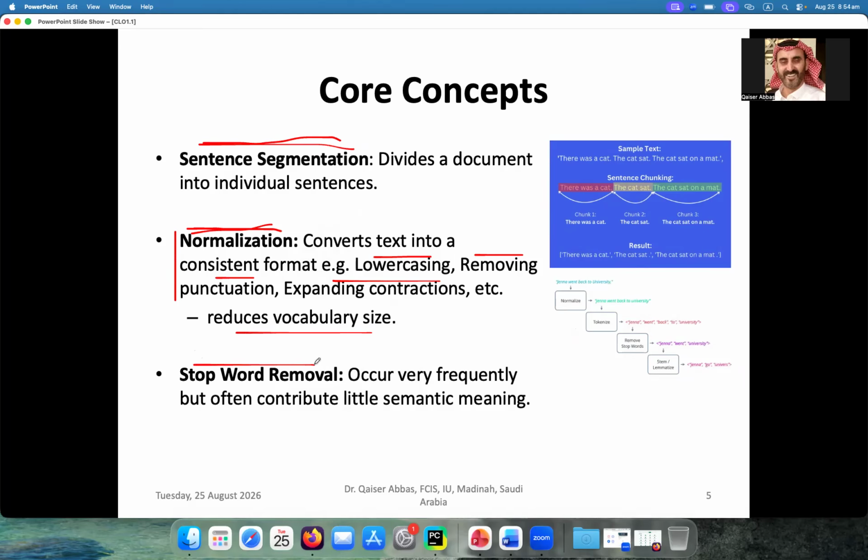And then stop word removal. We know that the frequent words which are occurring in our text, we want to remove them. Why? Because mostly they are contributing little meaning, or little semantic meaning. Semantic also means meaning. So I can say that we want to remove these frequent words because they are contributing little semantics.